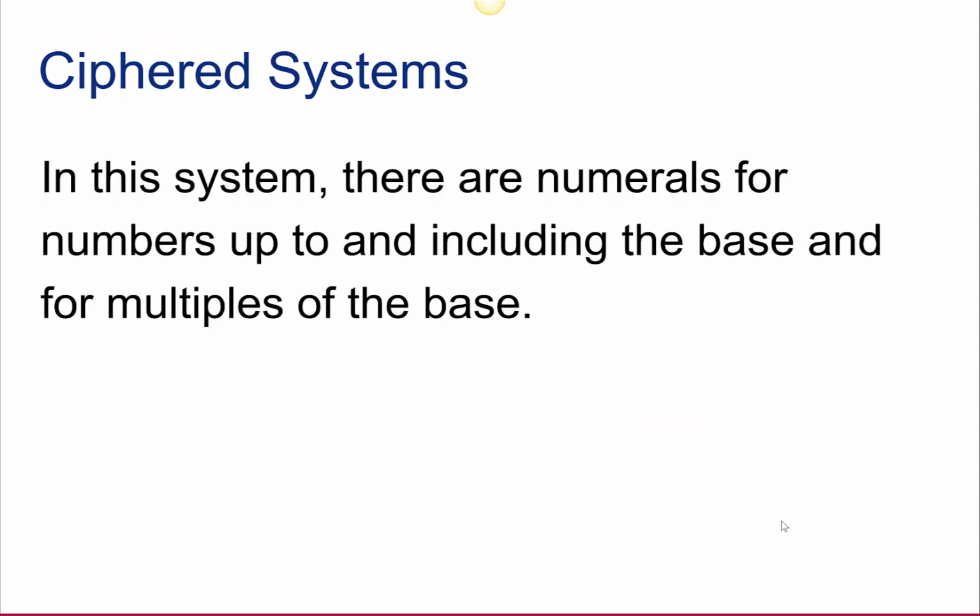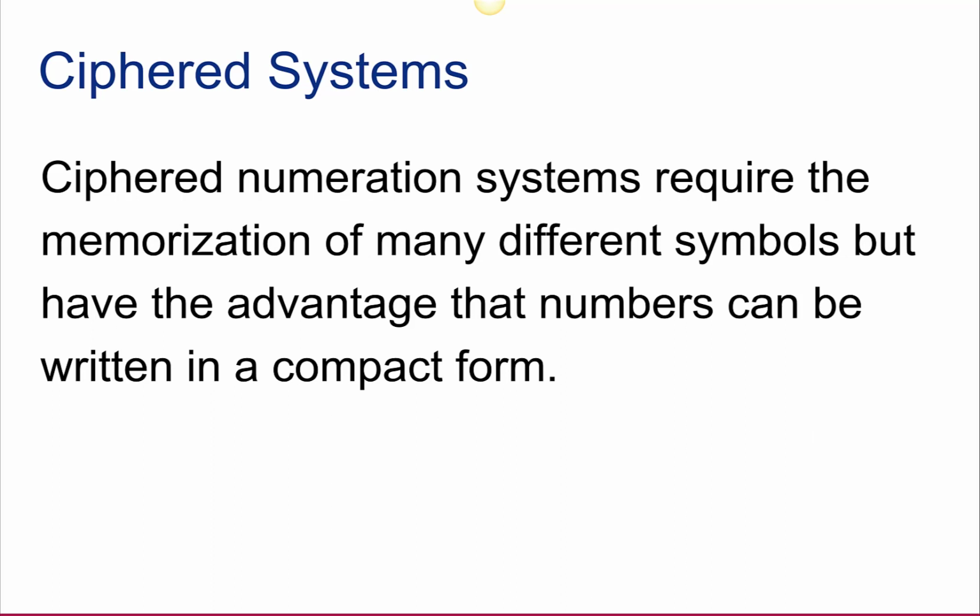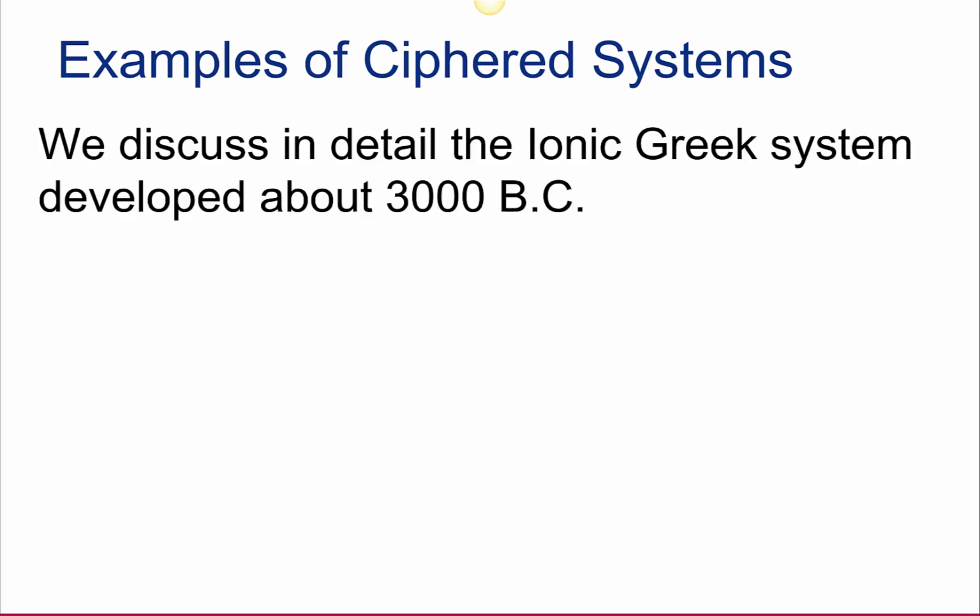Ciphered systems have numerals for numbers up to and including the base, and then for multiples of the base. The numbers are represented by a particular set of numerals and is the sum of the values of the numerals. Ciphered numeration systems require you to memorize many, many symbols, but you can write numbers in a very compact form.